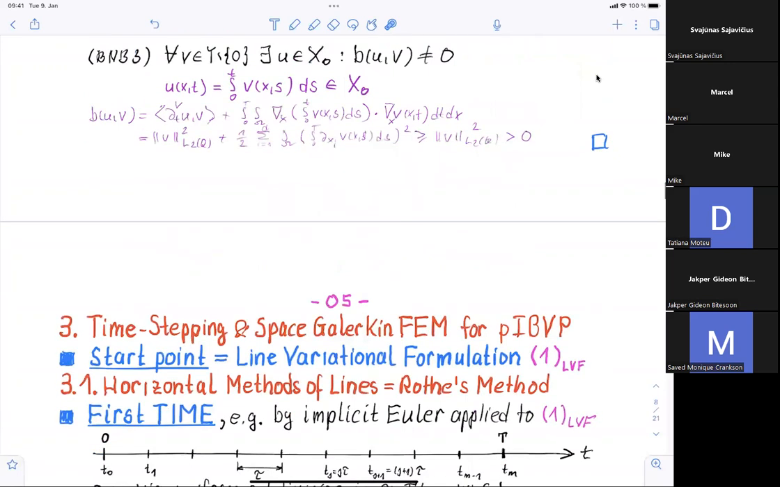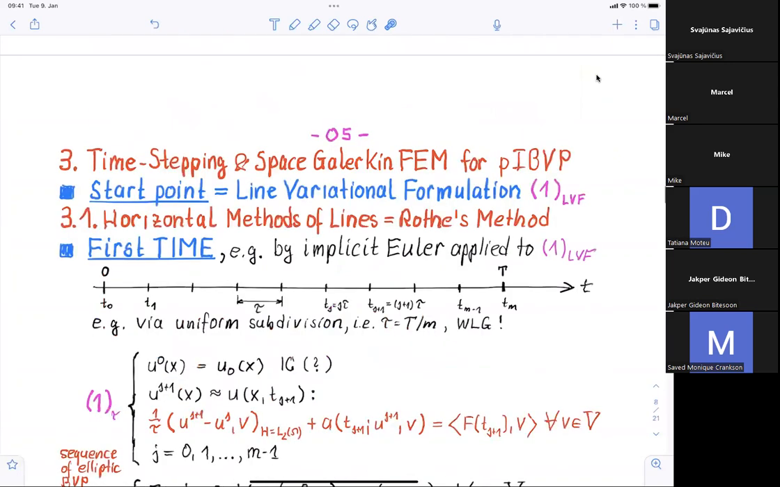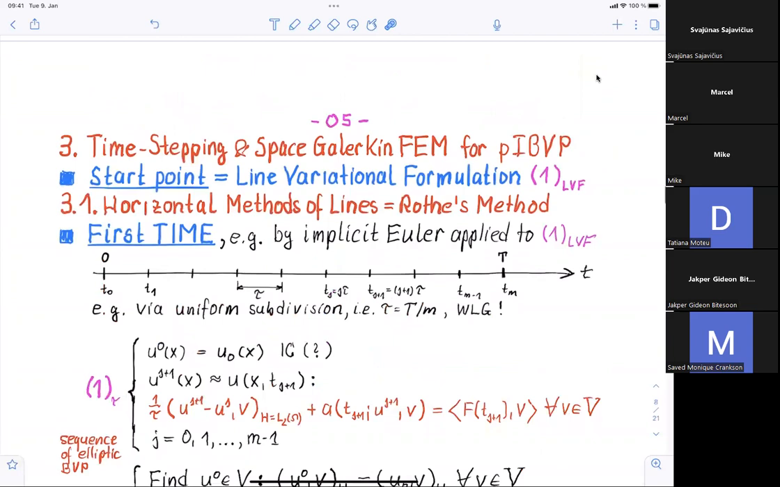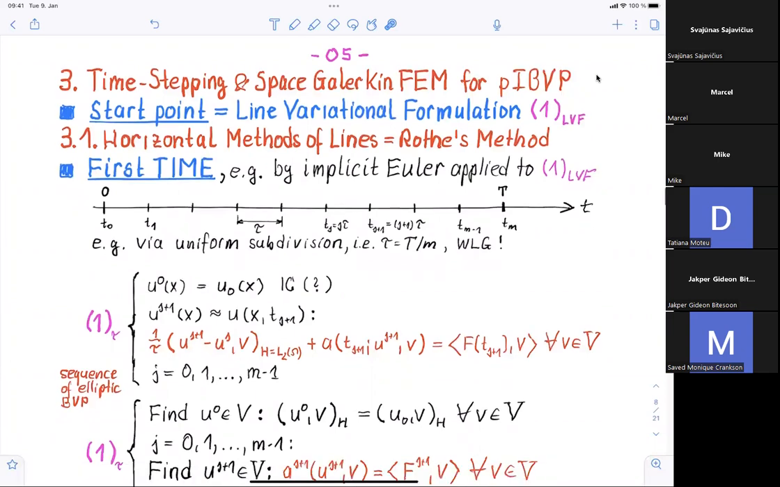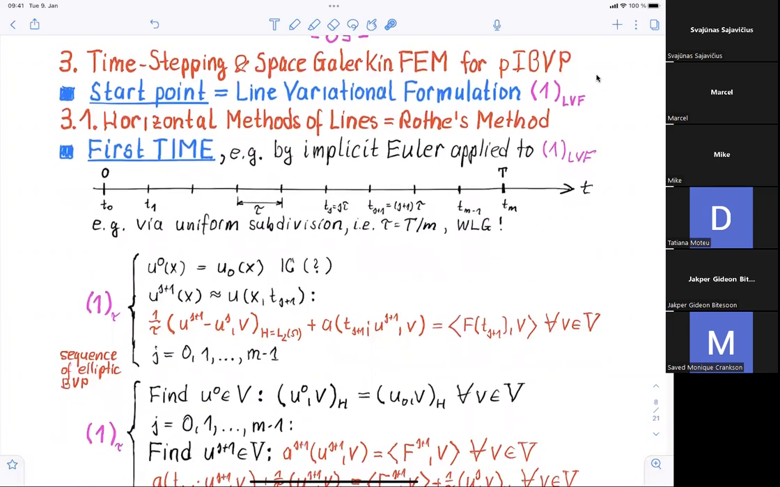So the starting point is the method of lines variational formulation, of course. And then we have two possibilities. First in time, then in space. This is called the horizontal method of lines, or Rothe's method. Rothe invented this method in order to prove analytic results. And you can do it as well. So first in time, let us look only at implicit Euler. So we discretize the space-time interval in subintervals.